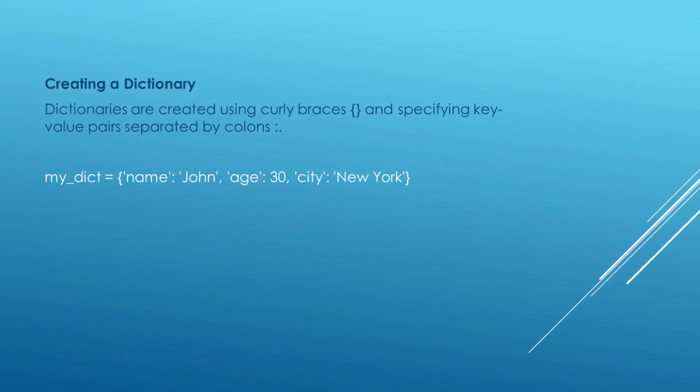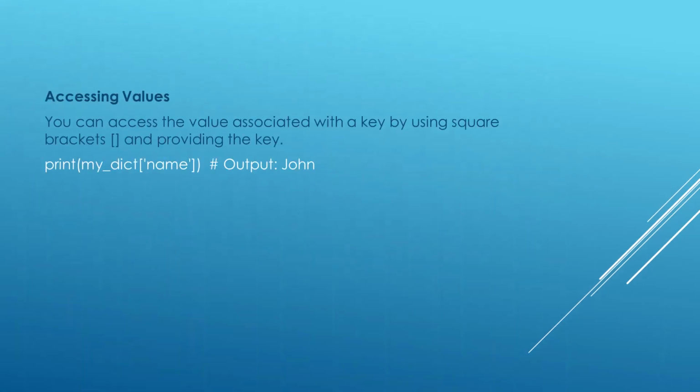Dictionaries are widely used in Python for various purposes due to their flexibility and efficiency in accessing, inserting, and deleting elements. Here's a basic overview of dictionaries in Python. Creating a dictionary. Dictionaries are created using curly braces and specifying key-value pairs separated by colons.